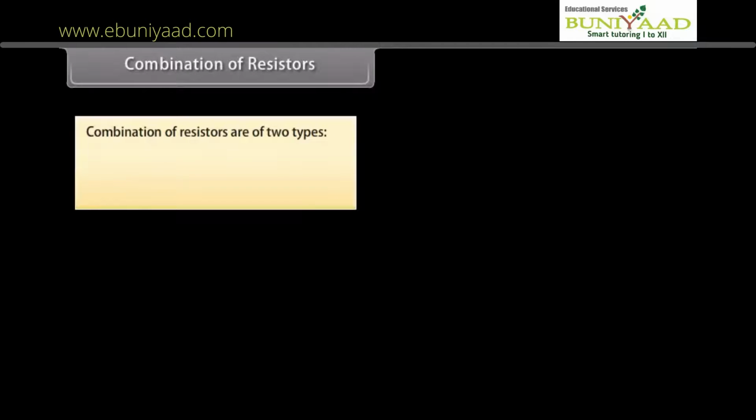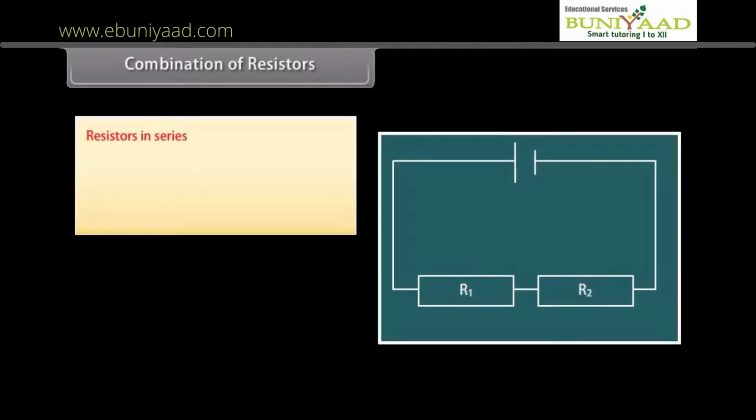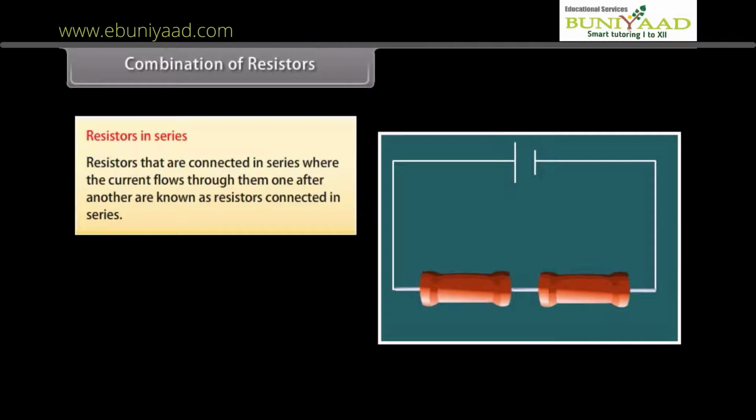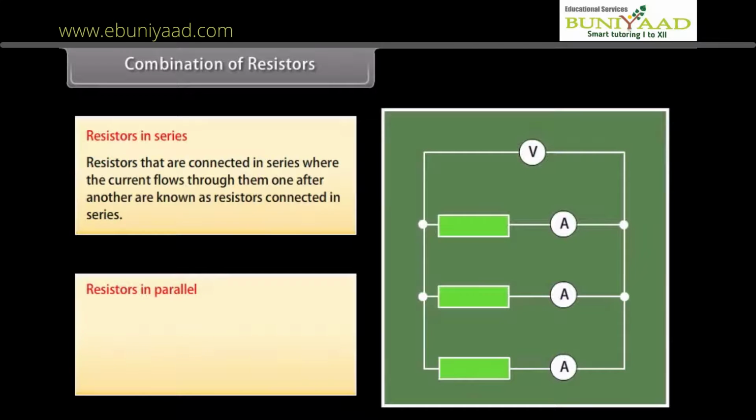Combination of resistors. Combination of resistors are of two types. They are resistors in series and resistors in parallel. Resistors in series. Resistors that are connected in series, where the current flows through them, one after another, are known as resistors in series. Here, the current depends on the applied voltage, the number of components, and the nature of components in the circuit.